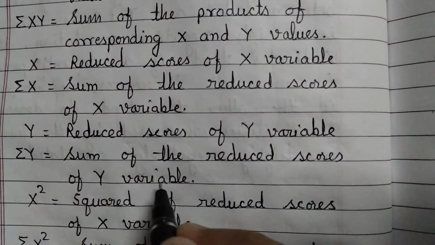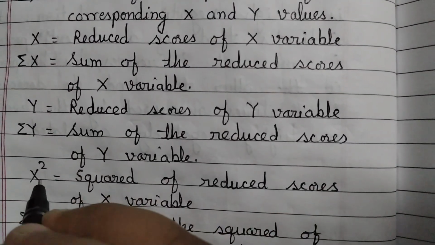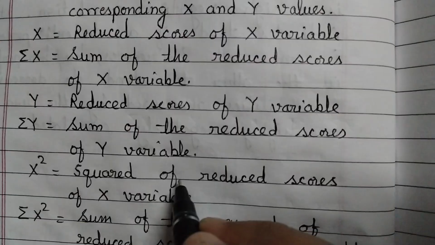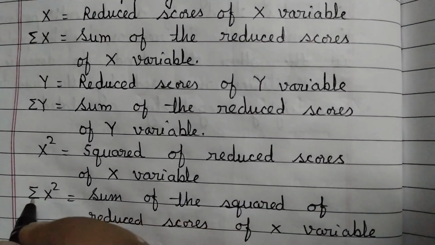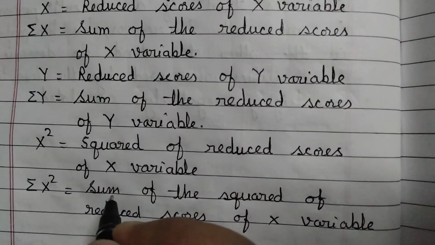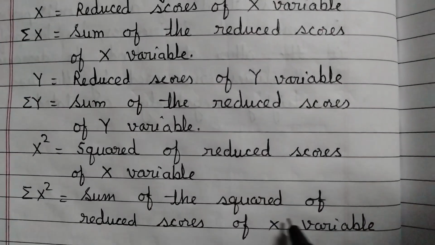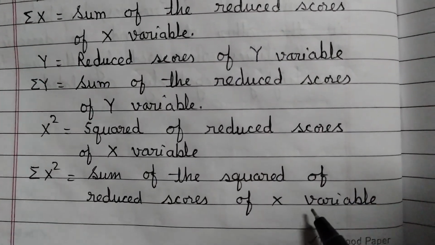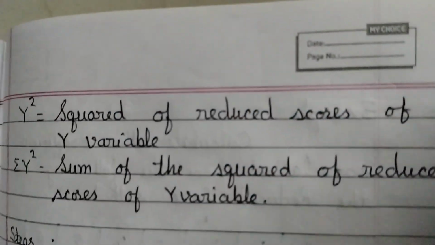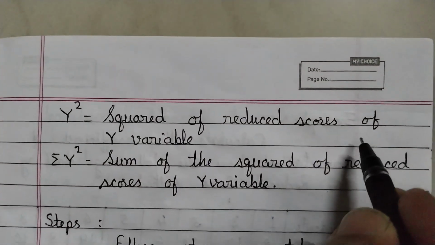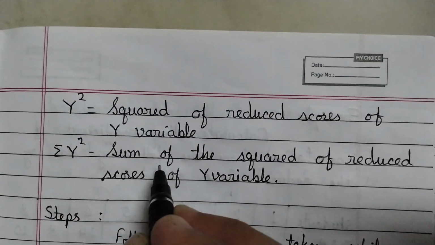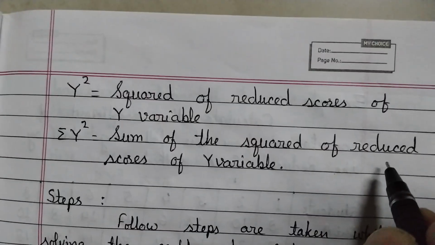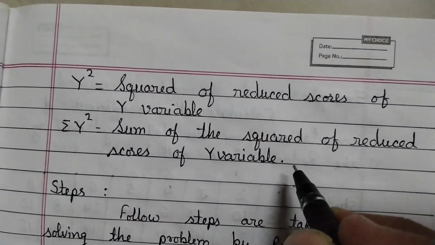x square stands for the squared reduced scores of the x variable, summation x square is equal to the sum of the squared reduced scores of the x variable. Similarly, y square stands for the squared reduced scores of the y variable, summation y square is equal to the sum of the squared reduced scores of the y variable.